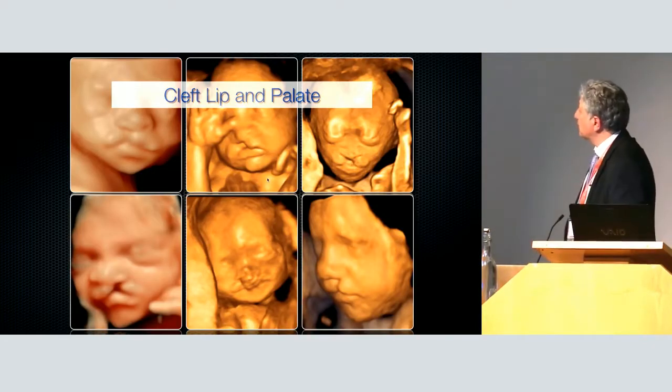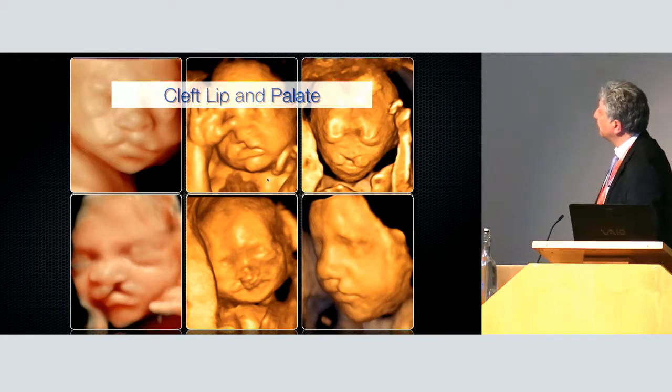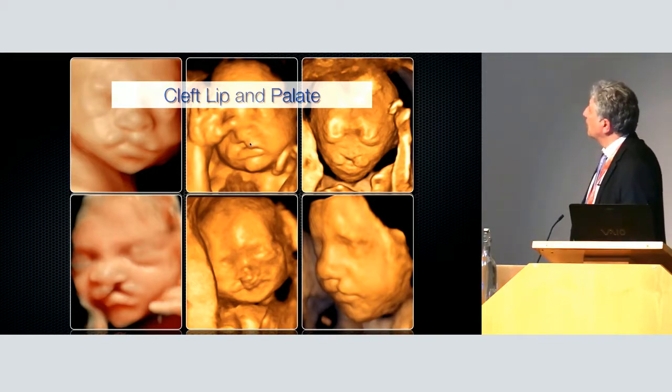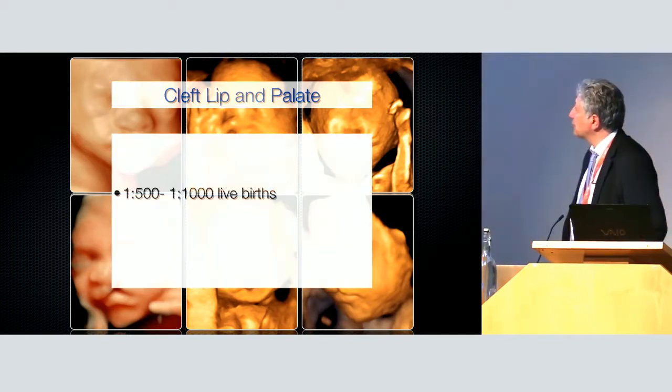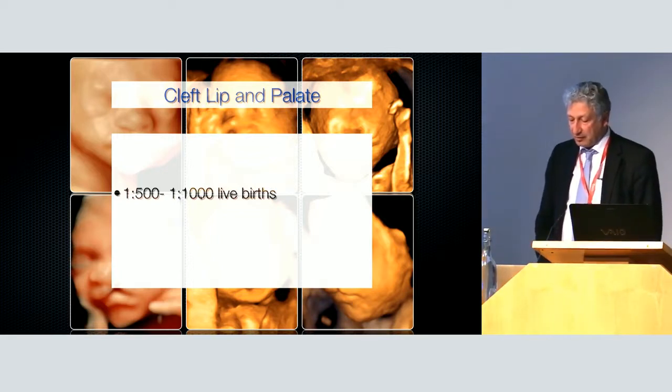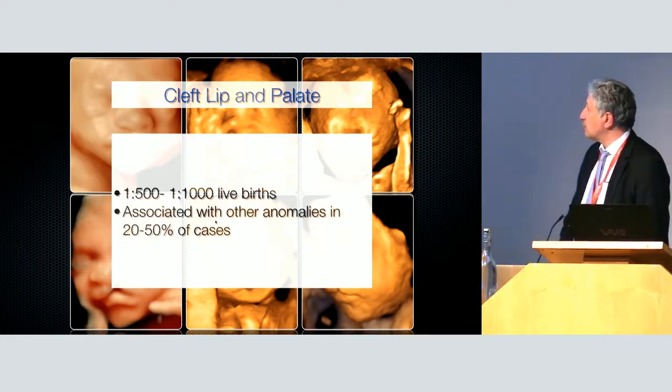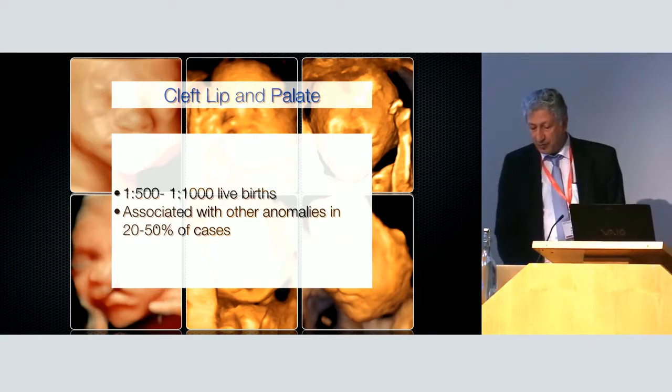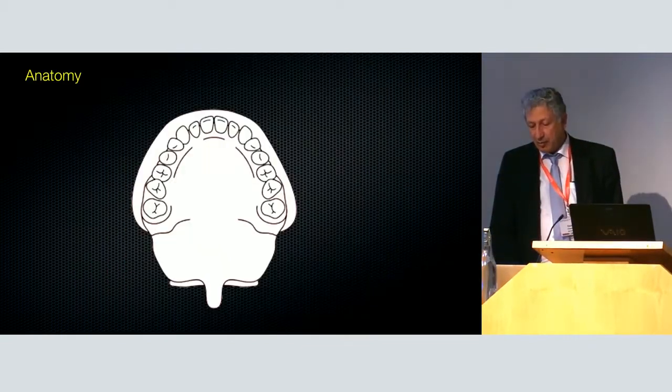what we heard a few days before on the cleft in the early gestation. So cleft lip and palate are a common condition. It is between 1 in 500 to 1 in 1,000. It is associated in 20 to 52% of the cases with other abnormalities.